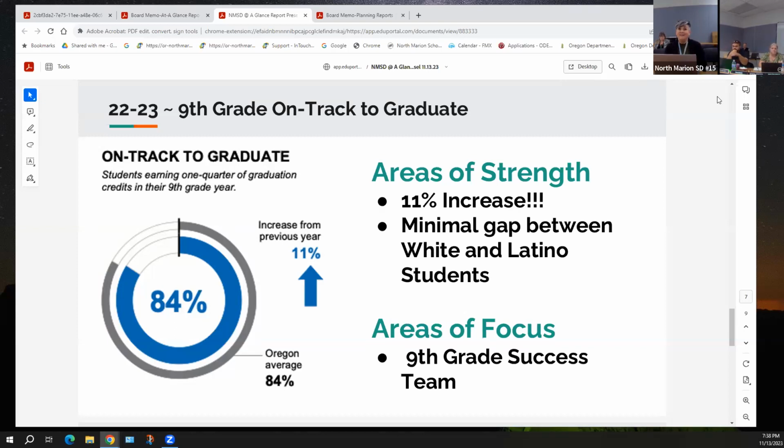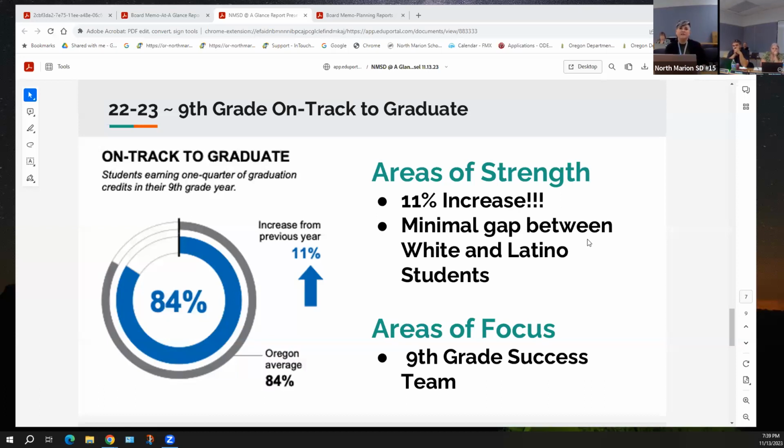So the next piece is our 9th grade on track, and this is actually one of our more exciting pieces of data, which is that 11% increase. Just to clarify, 9th grade on track is defined as students who end their 9th grade year with 6 or more credits. So they have completed a quarter of the credits they need to graduate on time. Thinking back to the larger chart we were showing, this year's senior class, when they were freshmen, was at 50% on track. So it's an even higher jump than just this last year.